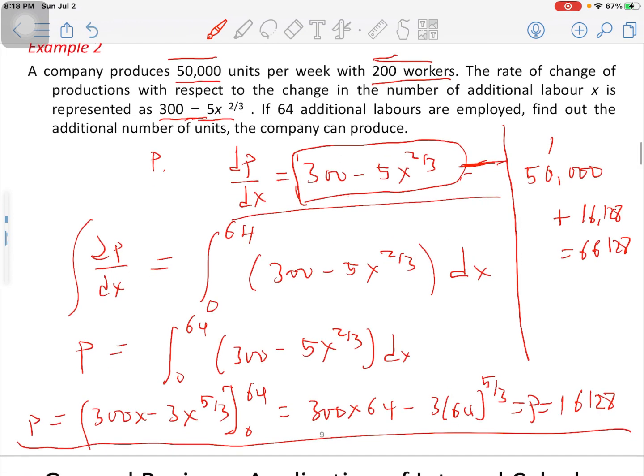In doing that, we got to the fact that the accumulated units from 0 to 64 is going to give us 16,128, and that is for the 64 employees. And therefore, if 200 is producing 50,000 and we add that 64 also producing 16,128, then in total 264 is going to give us, as I said, 66,128.